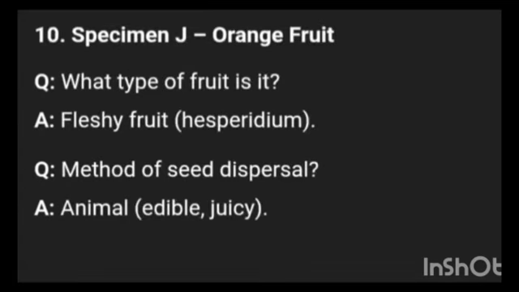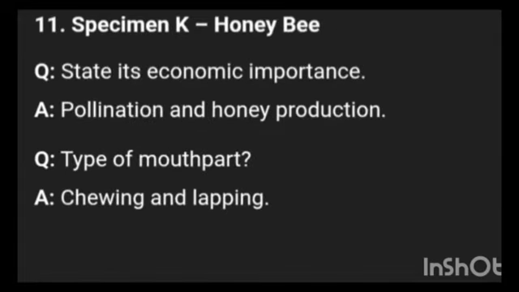Specimen J, the orange fruit. What type of fruit is it? It's a fleshy fruit, a hesperidium. What's the method of seed dispersal of this? It's dispersed by animals because it's edible and juicy. So that is the method of dispersal.